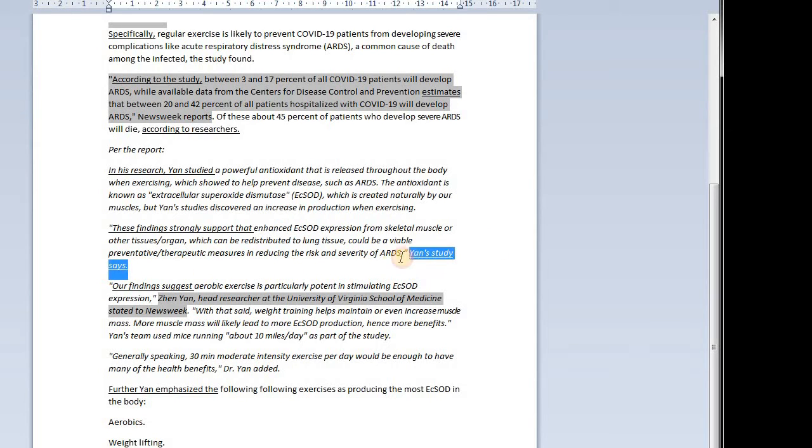Jan's study says. Again, here we have Jan's study says. This is another good example of mentioning the author and mentioning the source. Another one, our findings suggest, and then the remaining part of the sentence. You can say the findings of Jones suggest, or the findings of this research paper suggest, when you're describing some findings of a research paper. Then Jan had a research, and here you have the author of that research, quoted from Newsweek. Dr. Jan added, so this is when you're giving a direct quote. Further, Jan emphasized that. Again, if you're quoting some opinion of a scientist or a researcher, you can say further, Jan emphasized that, or Jan emphasizes that, blah blah blah.